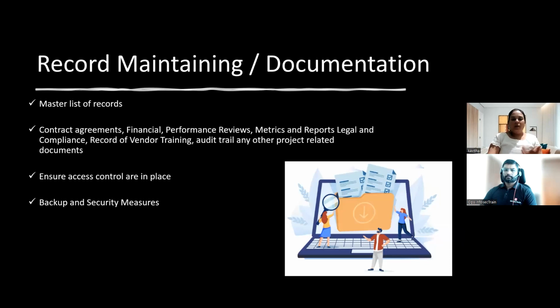Whatever activities we have done till now have to be maintained, documented, and recorded. There are so many lists coming up, so for that you need to have a master. For any of the activities, be it an audit, vendor management, or risk assessment, you need to have a master checklist, a master list of records. For vendor management, what are the set of records I have in my repository? Do I follow all these criteria?